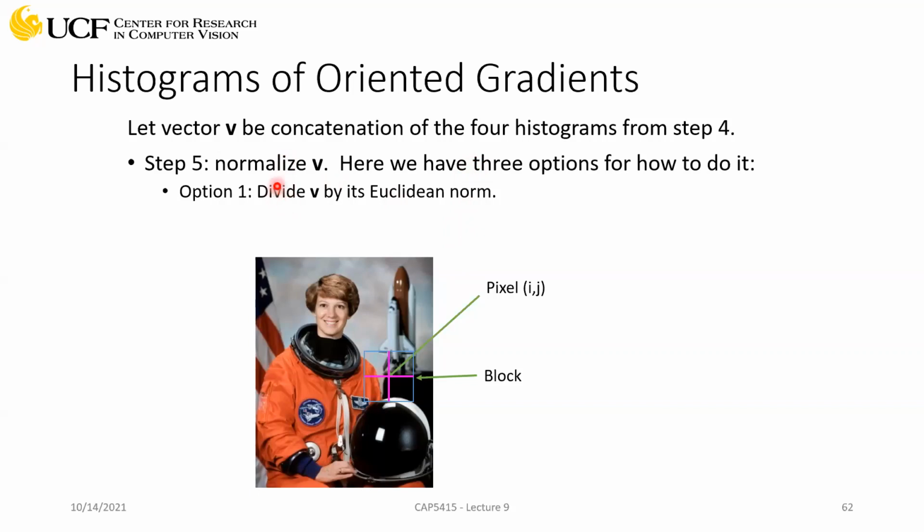The final step is the fifth one. We just normalize that long concatenated feature vector. Right? And again, normalization is required because you might have different intensities in different images. There are different ways you can use for normalization. The first option is you just divide that vector v, the concatenated vector, by its Euclidean norm.